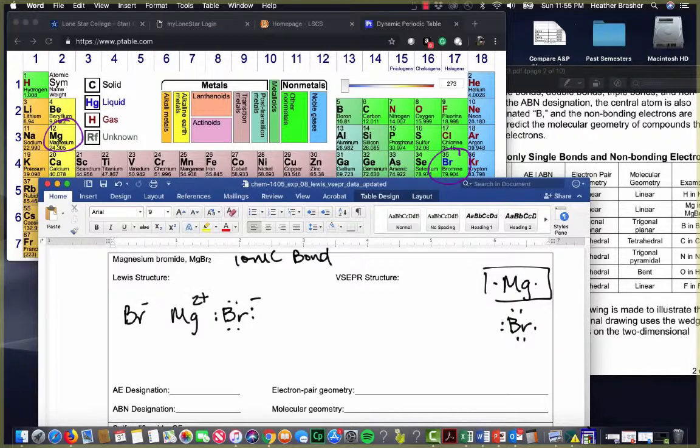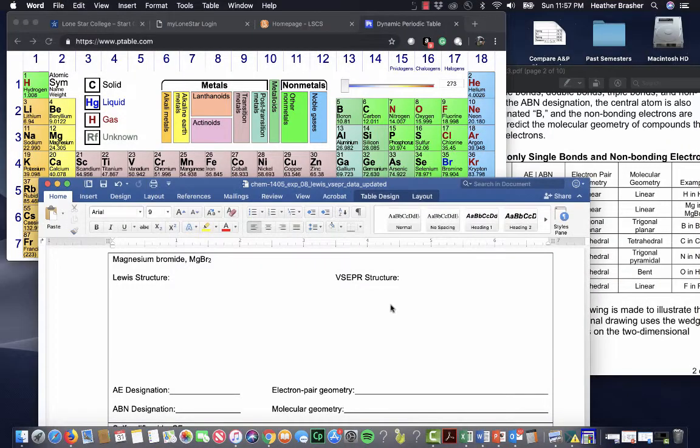And this person, I think I've gone a little crazy, guys, is going to basically have magnesium as +2 because magnesium is going to give 1 to each bromine. And so these guys will work together again. Because it's ionic, it will not have electron pair geometry, molecular geometry, or the VSEPR structure. Let's move on.